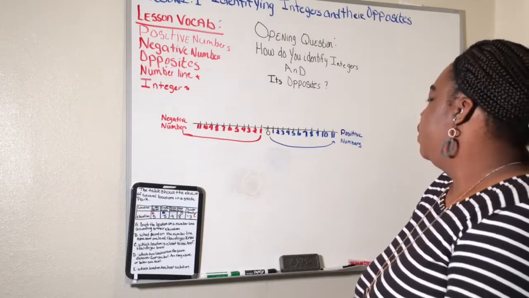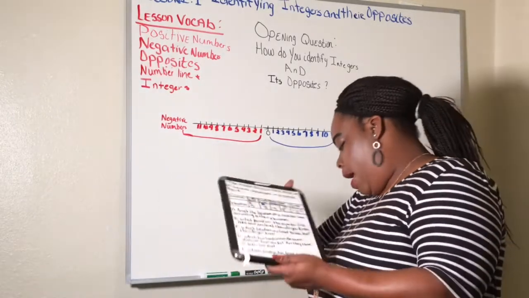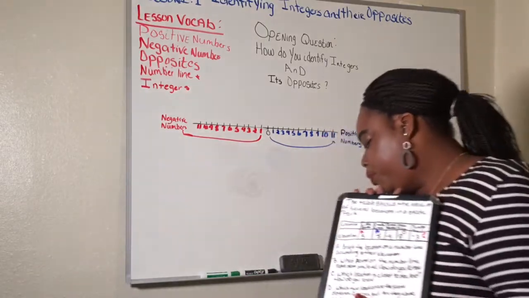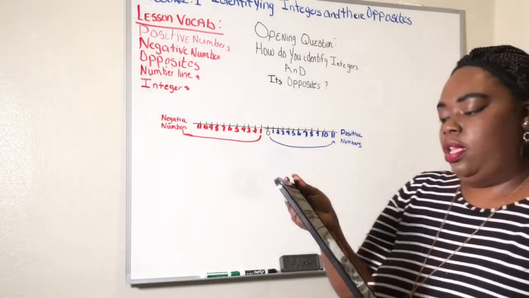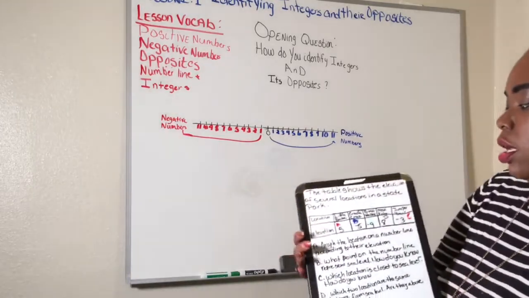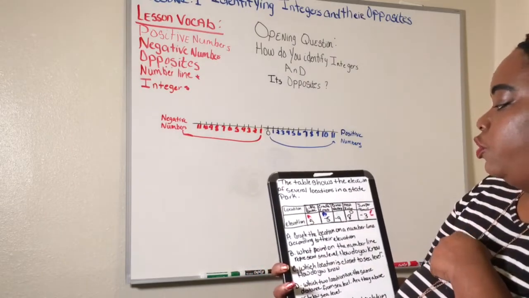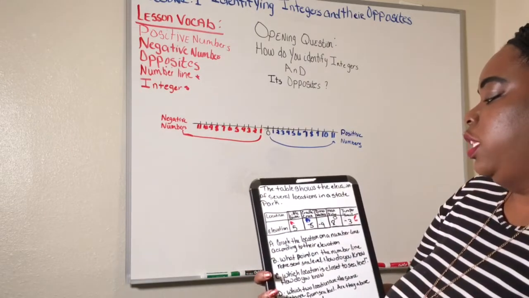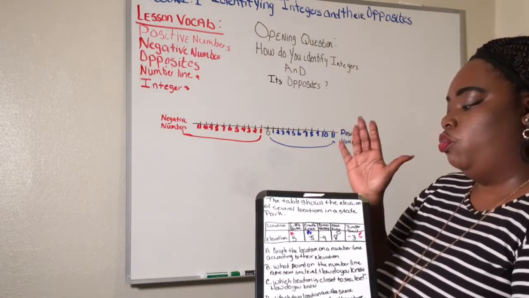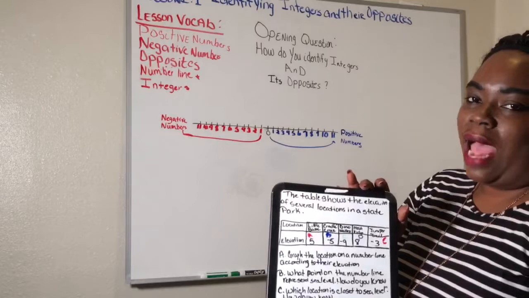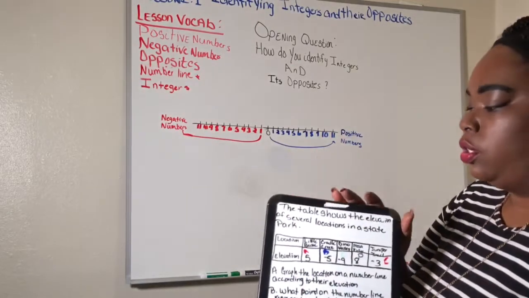Okay? So, as you see on my little whiteboard here, I have a lesson. And this lesson is 5 questions. You see I have a chart here. Now, the top says the table shows the elevation of several locations in a state park. So we're basically going to plot these numbers on our number line. That would be probably our first question.